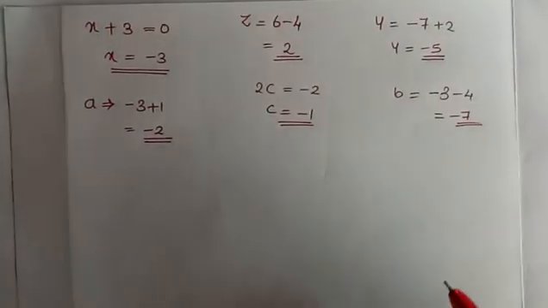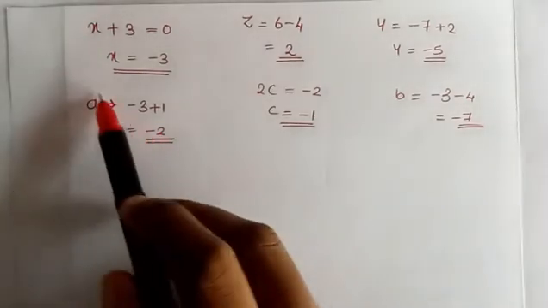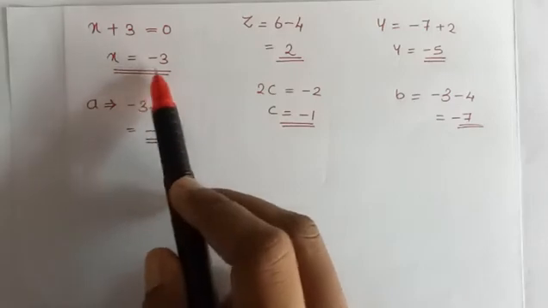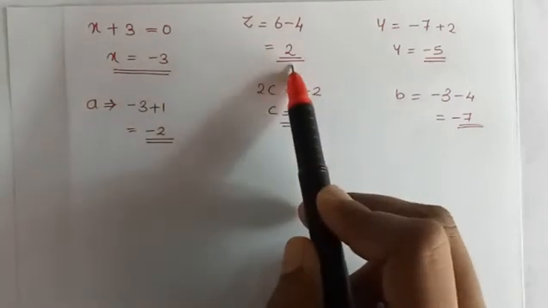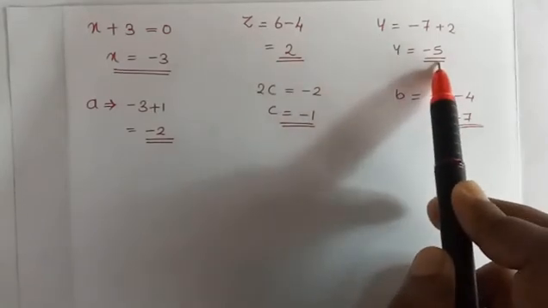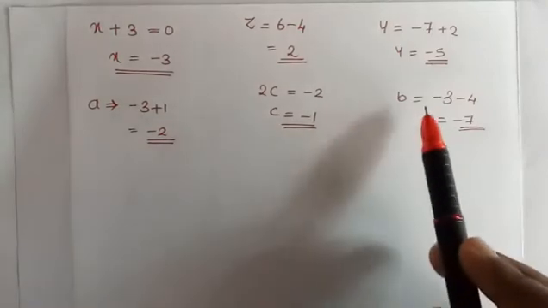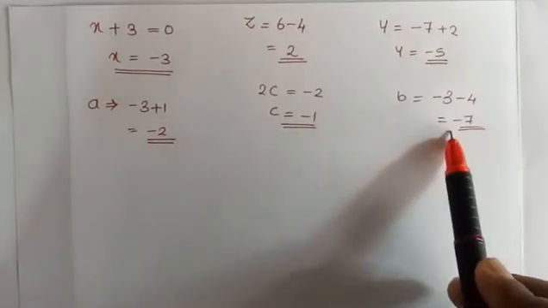Based on the above equations, we can easily find the values: x equal to minus 3, z is equal to 2, y is equal to minus 5, a equal to minus 2, c equal to minus 1, b is equal to minus 3.